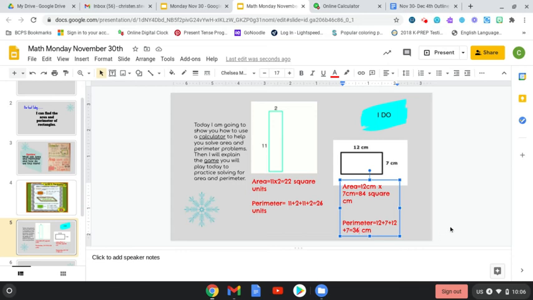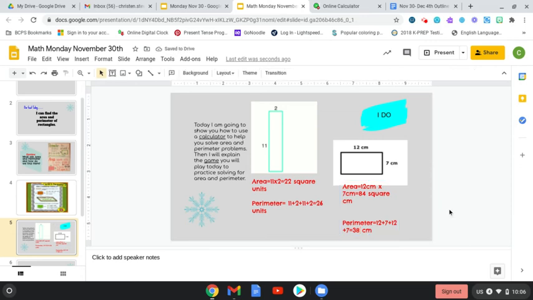Oh, hang on. 12 plus 7 is 19. And then another 19 is actually going to be 38. My bad. See, sometimes you're going to make mistakes. You're going to make errors, and that's okay. That's why it's so important to check.